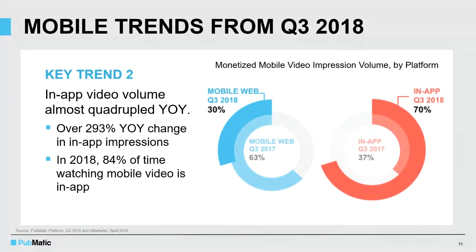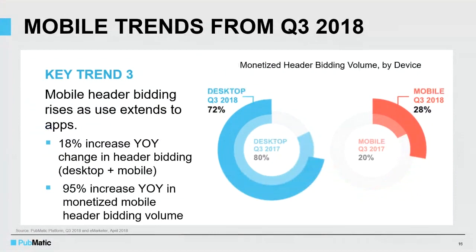Next slide, please. So for the third trend, we'll shift gears a little bit and talk about header bidding in app. Now, header bidding has basically taken over the desktop world and really the web world because of the way it increases yield for publishers. Like web inventory, header bidding has become the default way that it is monetized and gets to advertising exchanges. Overall, Pubmatic saw an 18% year-over-year increase in header bidding impressions. But again, the majority of this increase is actually coming from mobile, a 95% year-over-year increase in header bidding volume. And about 14% of the mobile impressions we monetize are coming via in-app header bidding.